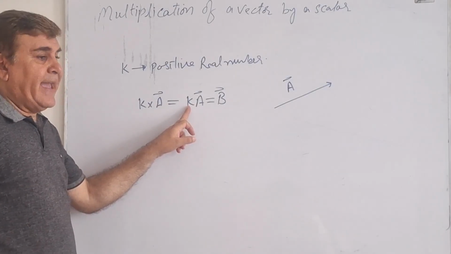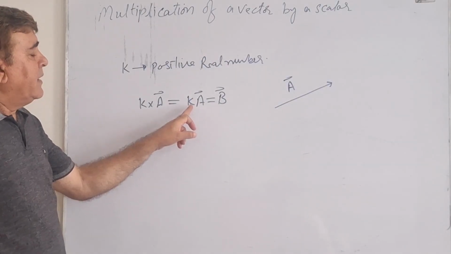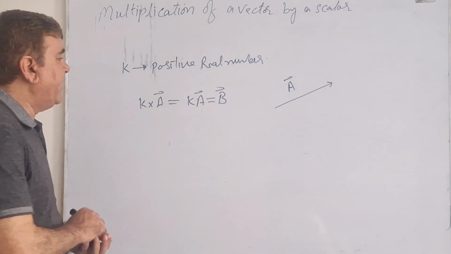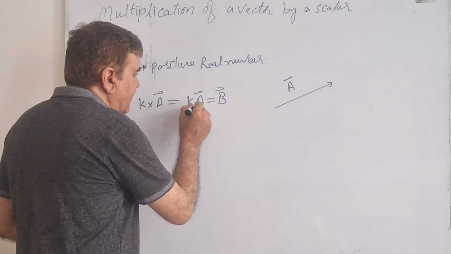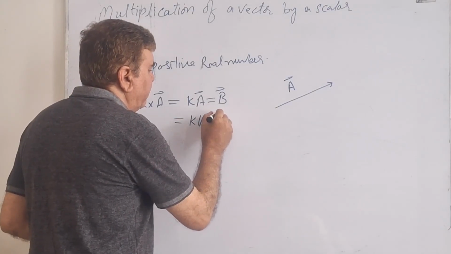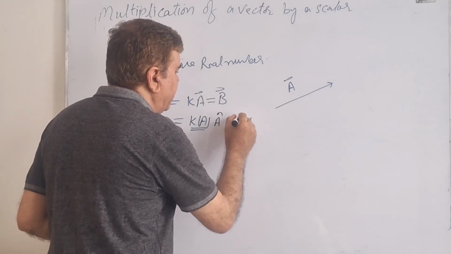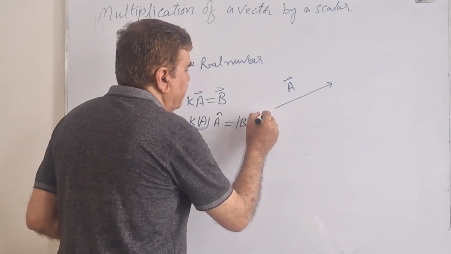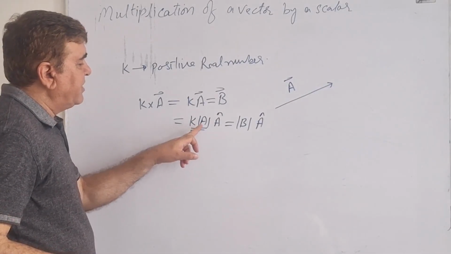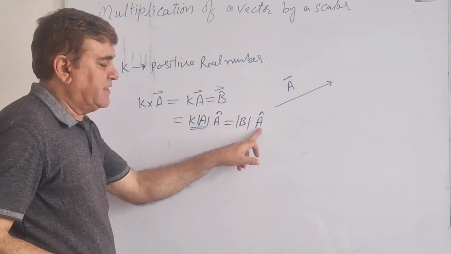Now let's say k is a number greater than 1. If k is greater than 1, then I'm multiplying the magnitude of vector A by k. That I can write like this: k times the magnitude of A into unit vector A, and this is the magnitude of B into unit vector A. So k, the real number, times the magnitude of A makes the magnitude of B, leaving the direction the same.